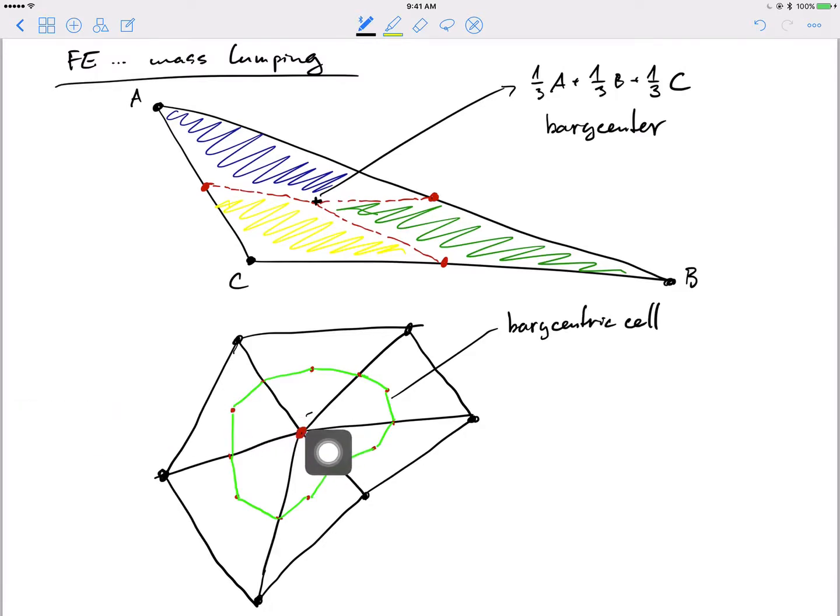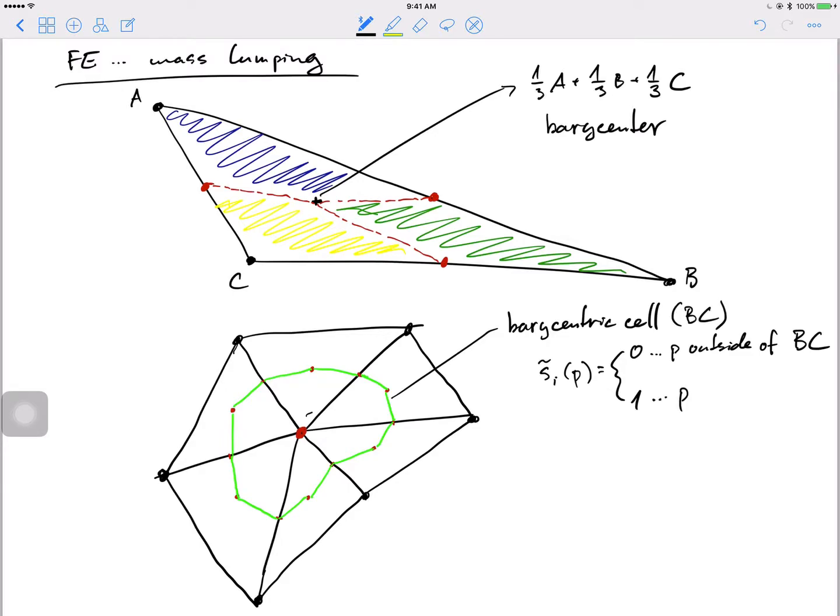So the idea is that you have this one node, and this node has some velocity with it. And I constructed this barycentric cell so that I can now define very special shape functions, piecewise constant shape functions. Let me call them S_i with a tilde. So S_i tilde of P will be either 0 or 1. It will be 0 if P is outside of the barycentric cell, let me call this BC, and it's 1 if it's inside.